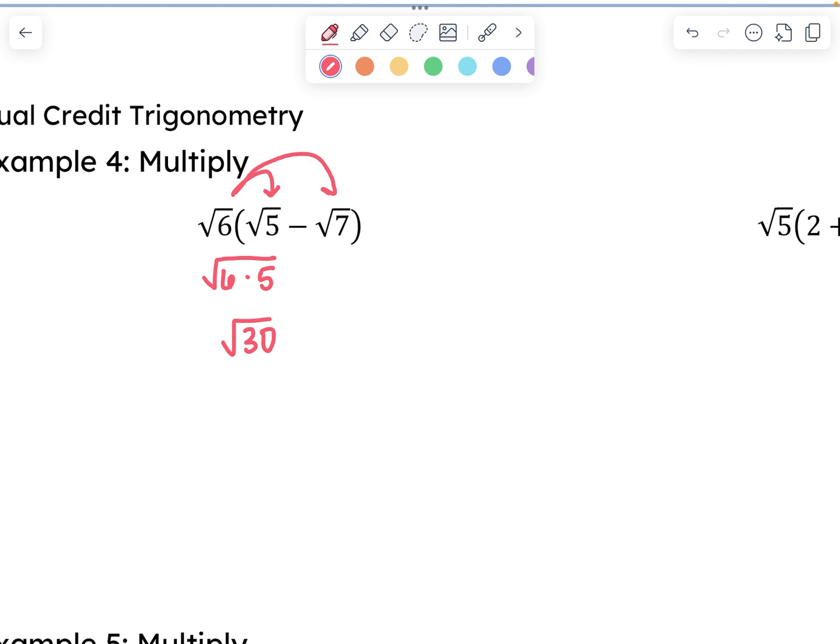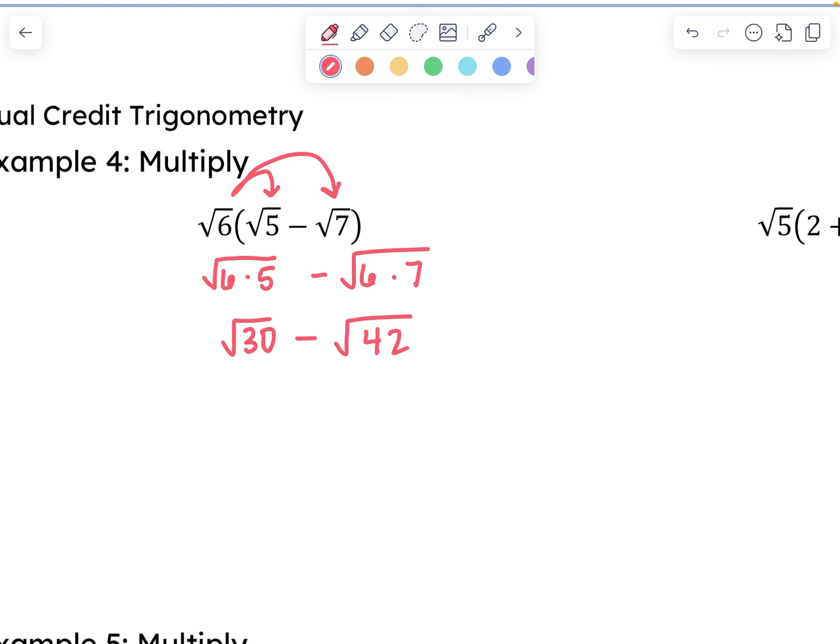The square root of 6 times the square root of 7 means I'm going to have a minus that, so minus square root of 6 times 7, so minus the square root of 42. I'm going to wait for my pen to catch up. Here we go.